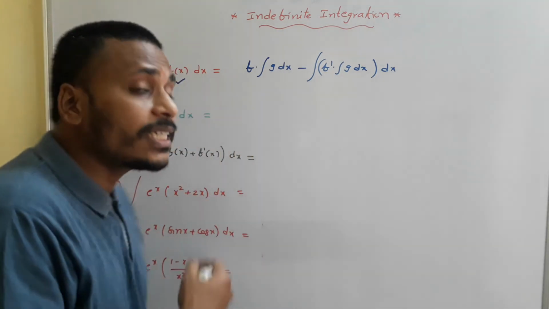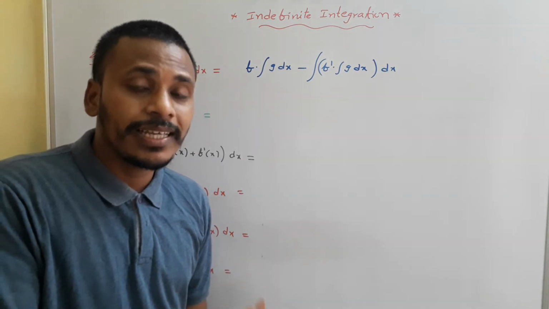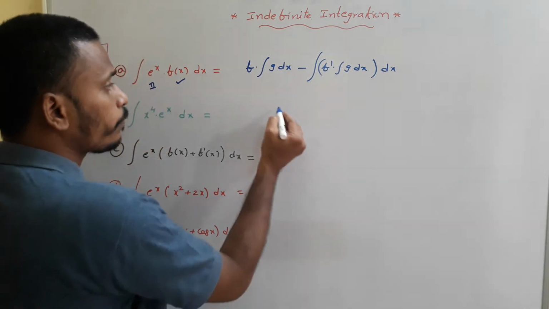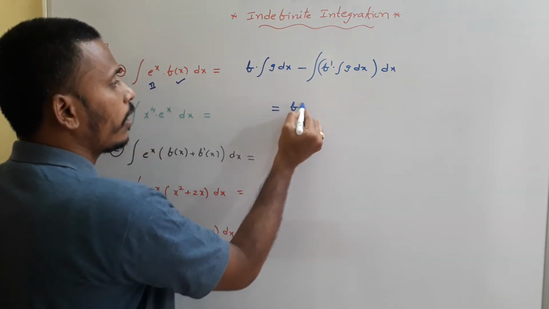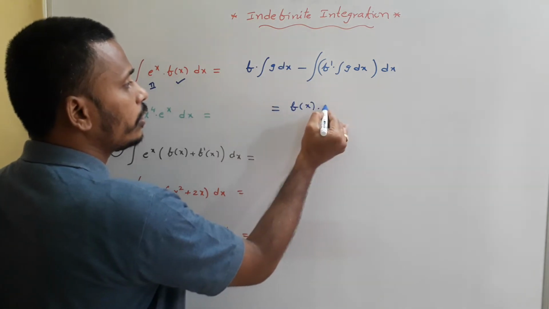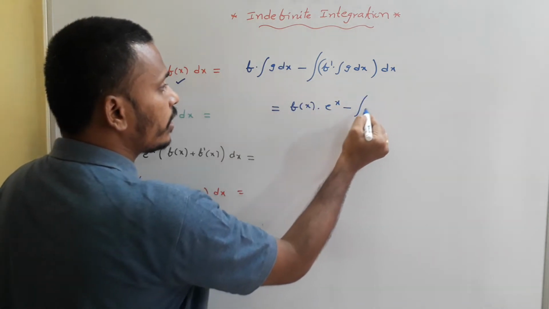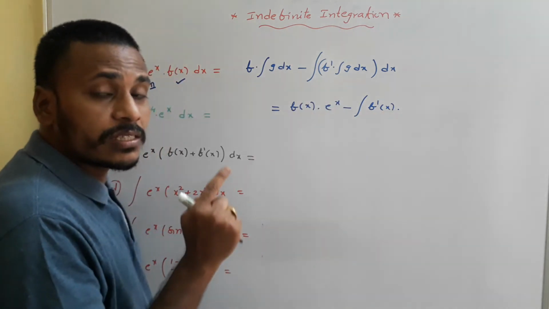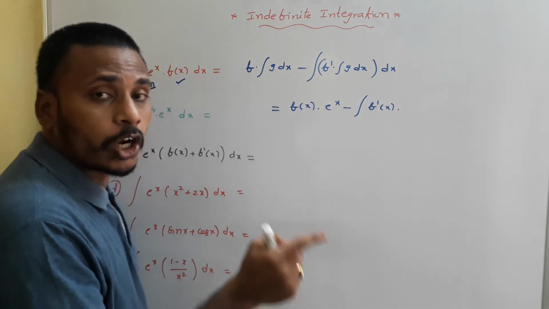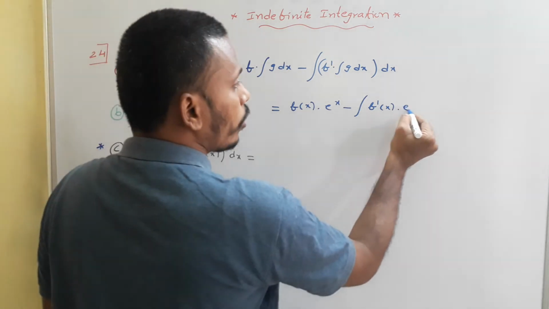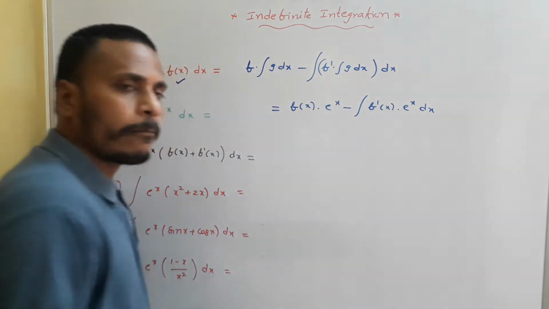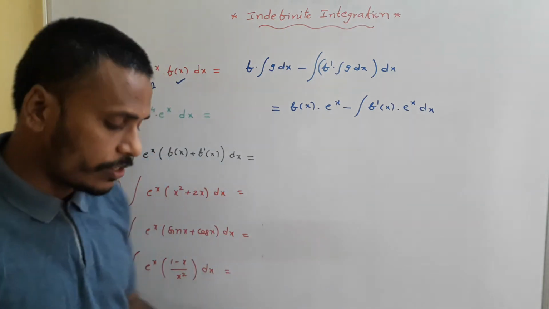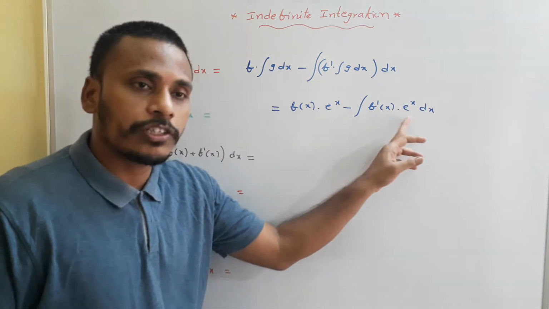What is the integral of g? Since g is e^x, its integral is again e^x only, right? So this equals first function f(x) times integral of g, which is e^x, minus integral of f'(x) times integral of g. Since g(x) is e^x, the integral of g is again e^x, so e^x dx. I have f(x) e^x minus integral of f'(x) e^x dx. Look here, again we have two functions.